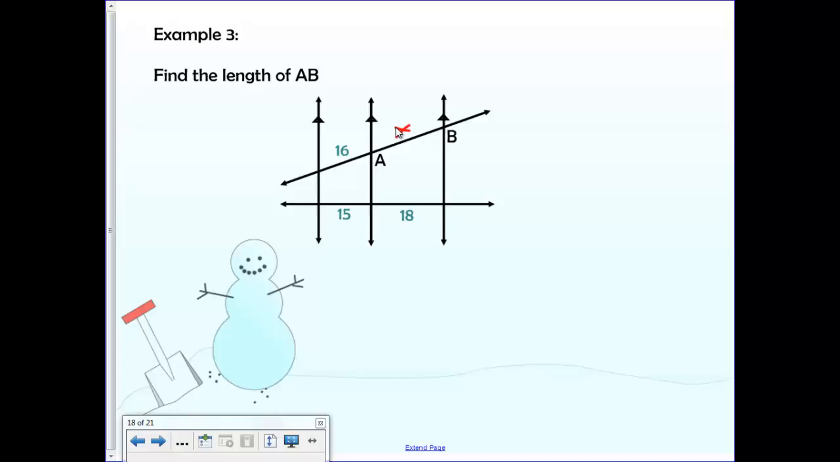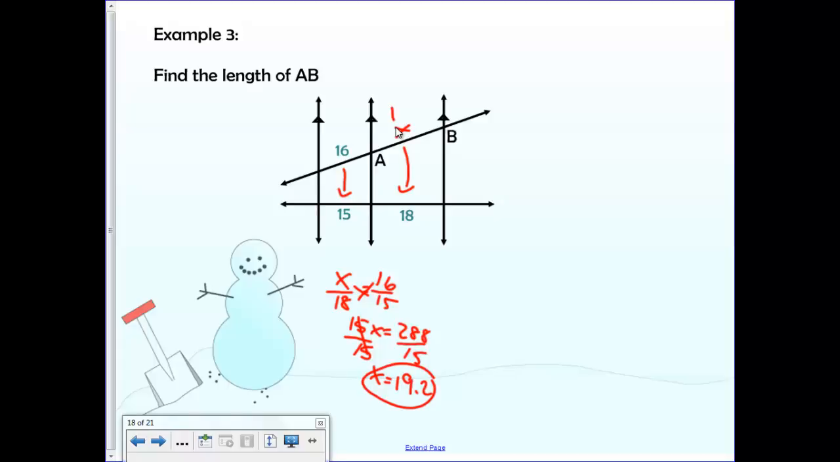I have my parallel lines in here, so I'm going to say what is proportional to what? X to 18, 16 to 15. Draw on your arrows so you don't get confused. Cross multiply. X equals 19.2.